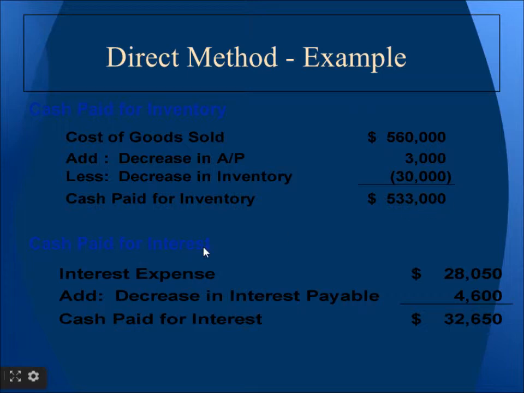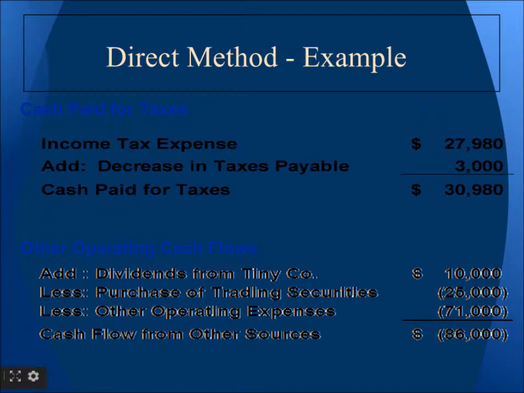Cash paid for interest expense is already given, 28,050. There is a decrease in interest payable and we should add it because we have already paid the 4,600 in cash. So we should add it to the interest expense. So cash paid for interest is 32,650.